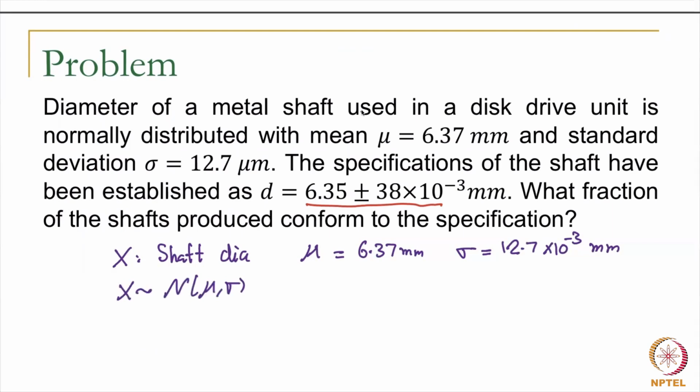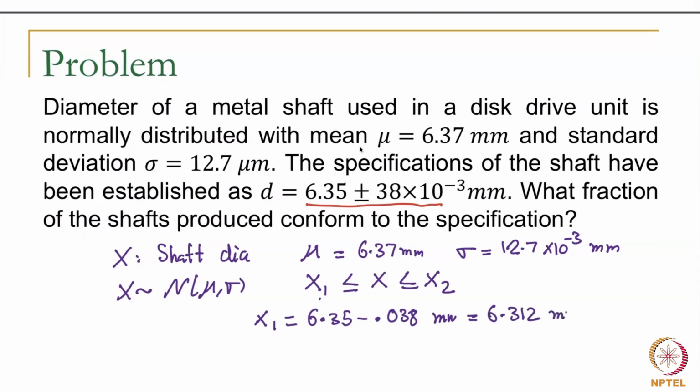Now, what we want is X should lie between some limits. So X1 less than or equal to X less than or equal to X2. This is what we want. X1, of course, is 6.35 minus 0.038 mm. So X1 is 6.312 mm. X2 is 6.35 plus 0.038 mm. So that is 6.388 mm.